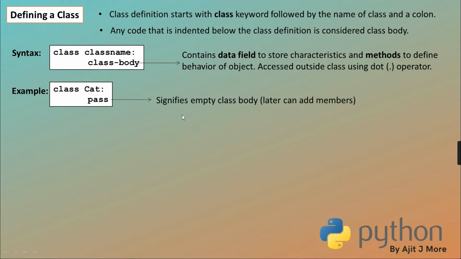See here, this signifies an empty class body. As I put pass, it indicates it's an empty class body. And can we add members later? Yes. You can add data members, methods, everything at runtime. Okay. So till here I hope it is clear. Defining a class. Now creating an object. Creating an object means only creating copies of that class.